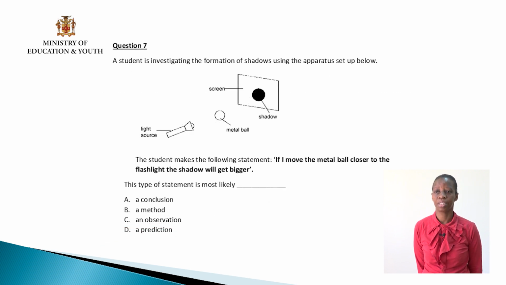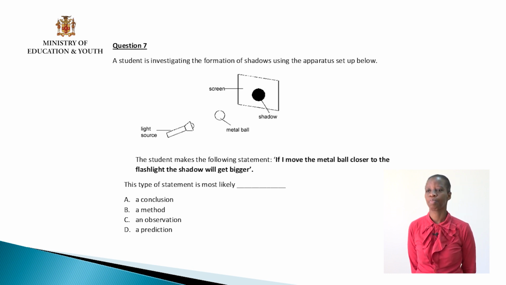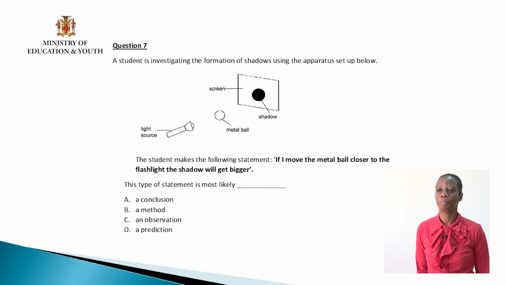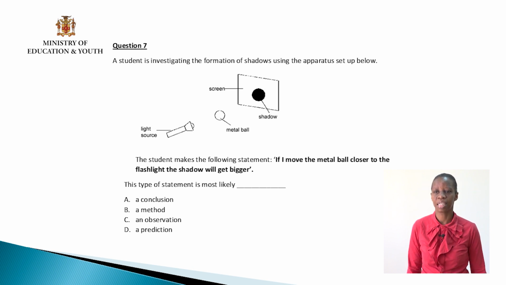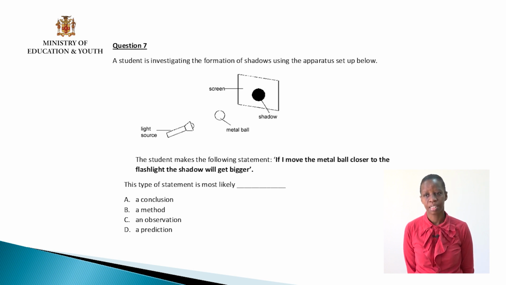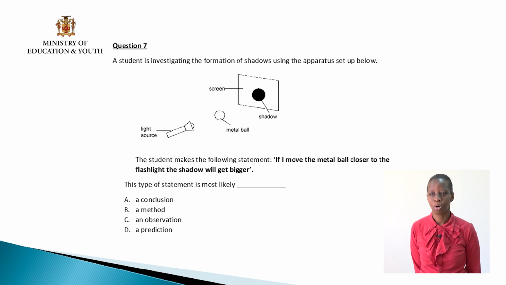So this question is on light. So you should be studying, reviewing the unit on light. A student is investigating the formation of shadows using the apparatus. So let us look closely at the apparatus that is given in the diagram. All right, we have a light source, metal ball, so we're shining our light on that object, which is a metal ball. We have a screen, yes, and it forms a shadow.